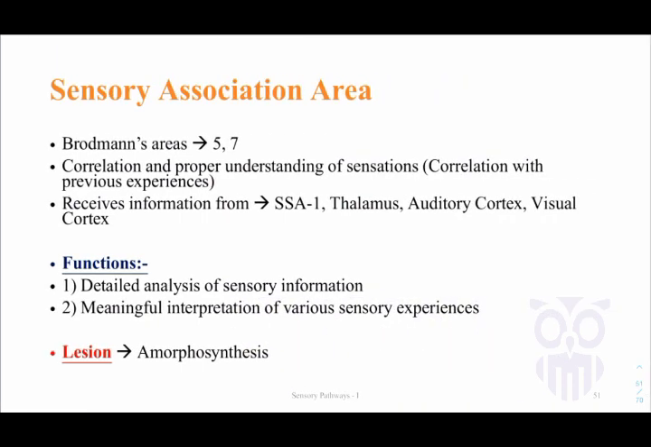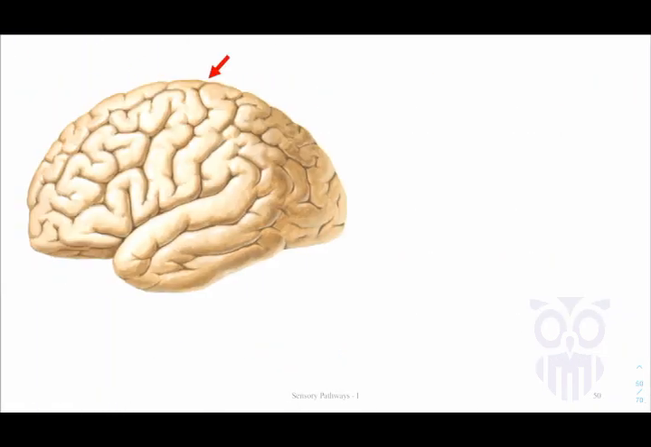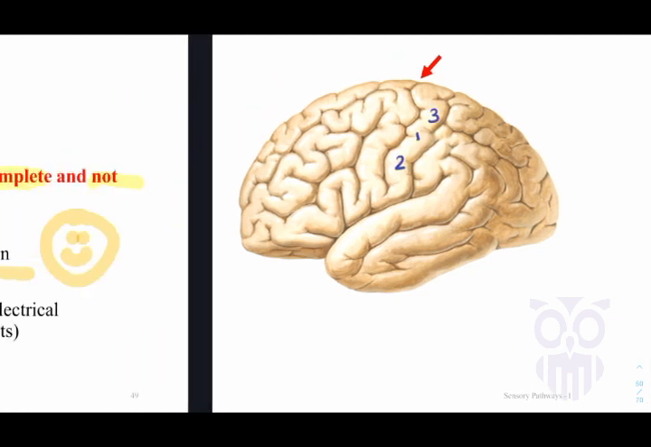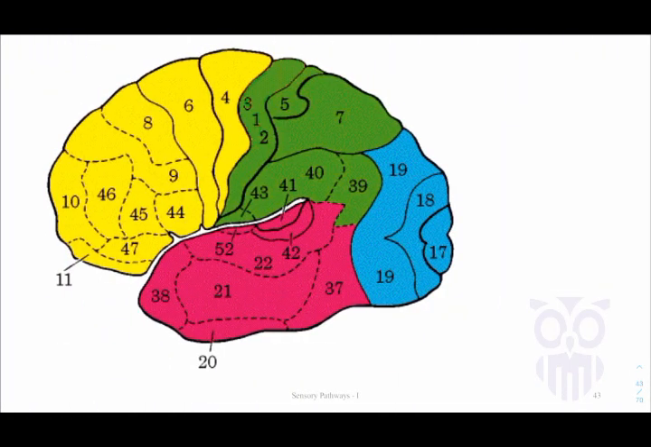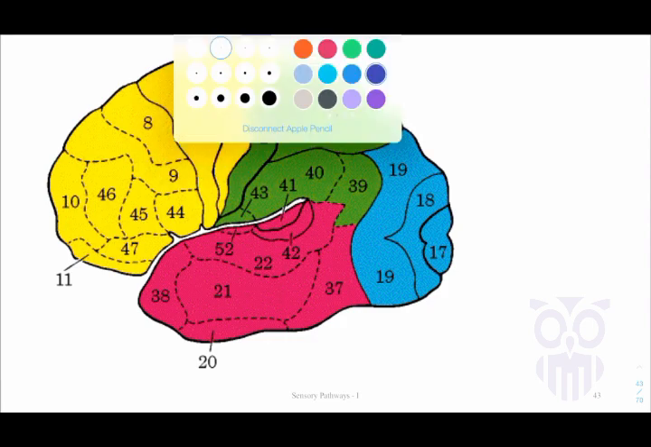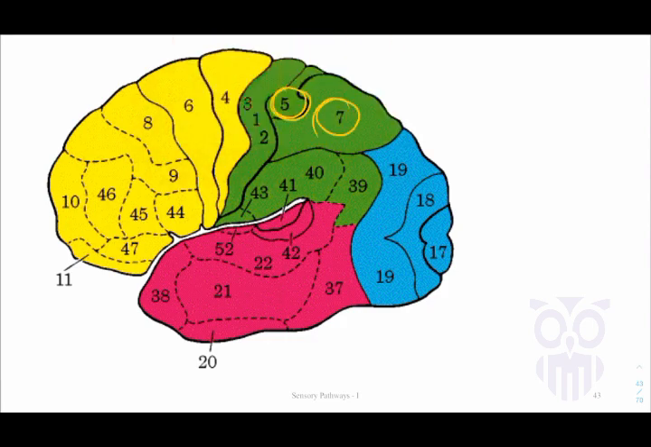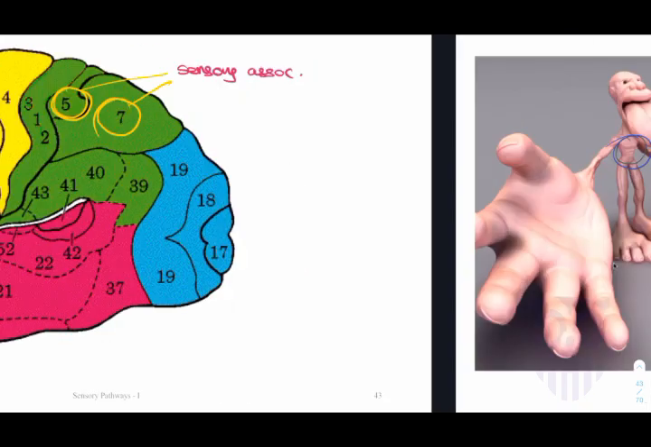So we studied that. Now next, one more area. This is 312. Yeah, over here there is an area. This is 5 and 7. I'll show this picture, really appreciate it. See here 5, you see 5 and 7. These are Brodmann's area 5 and 7, and this is called the sensory association area. This is situated posterior to the SSA1.